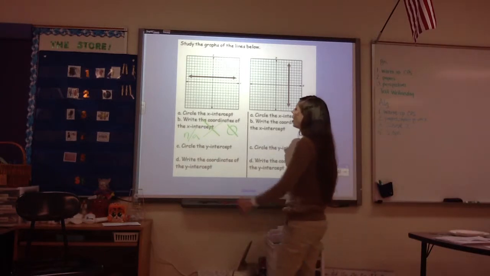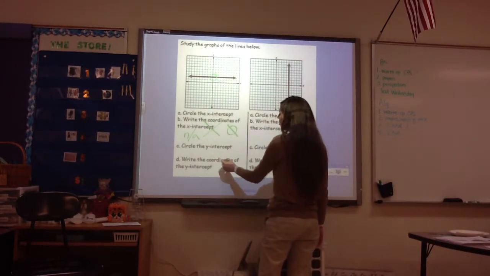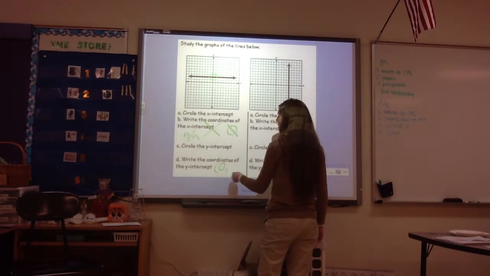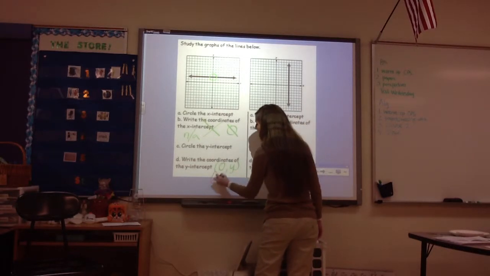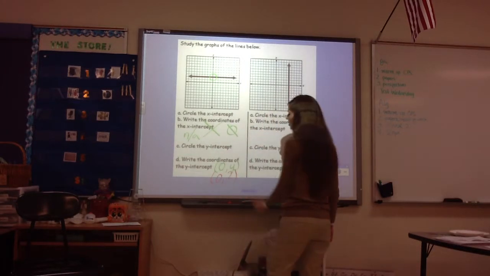Now we're going to circle the y-intercept, which happens right there. And we're going to write the points, the coordinates. Remember that the coordinates are always 0, comma, y, which in this case would be 0, comma, 1, 2, 2.